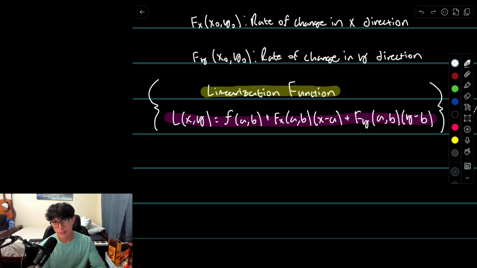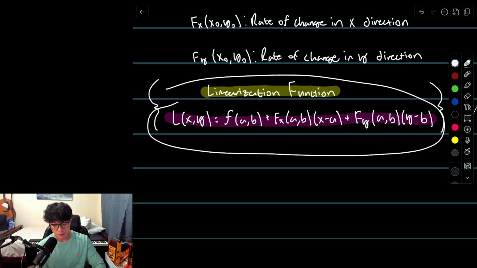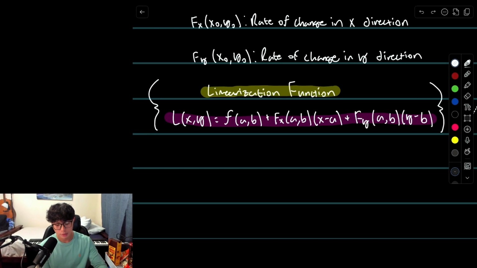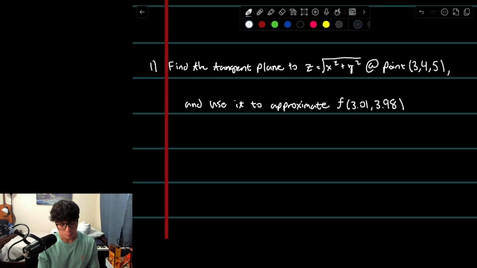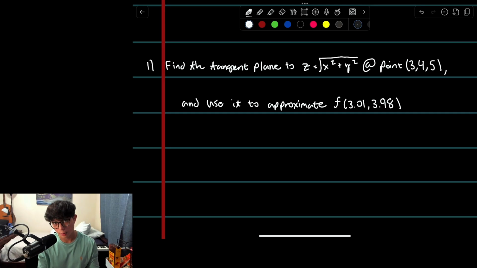Now, for the linearization part, which is given here, it looks super complicated, but once you get your tangent plane, this is extremely easy. So let's get into a problem. Our first problem asks us to find a tangent plane to z equals the square root of x squared plus y squared at the point (3, 4, 5), and use it to approximate f(3.01, 3.98).